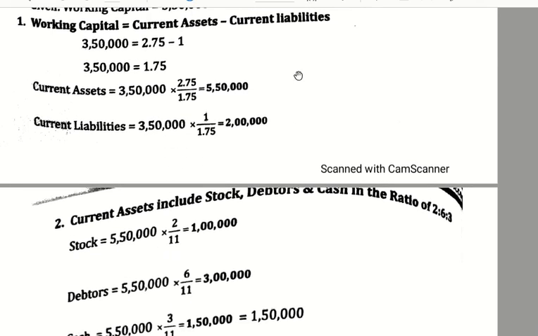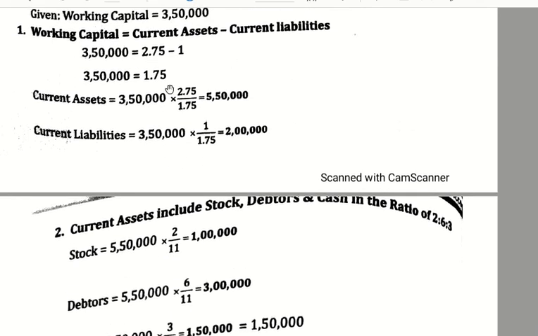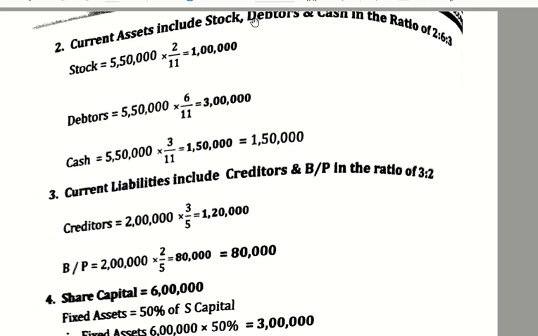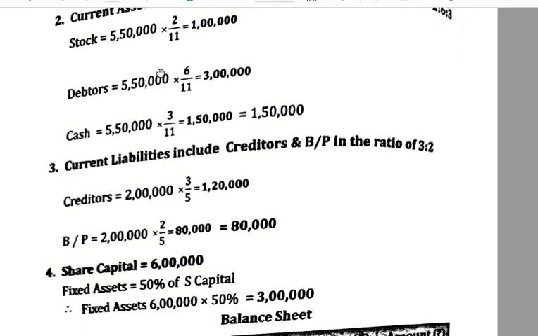So we can find out the current assets and current liabilities using the working capital given and the ratio given. So our current assets will be 5,50,000, current liabilities 2 lakhs. So current assets include stock, debtors and cash in the ratio of 2:6:3. So stock is 1 lakh, debtors is 3 lakh, cash is 1,50,000. So the total current asset we have is 5,50,000. Apart from this, there are no other assets.